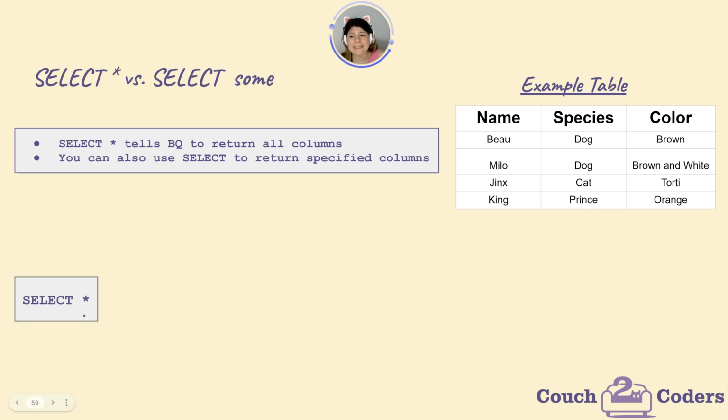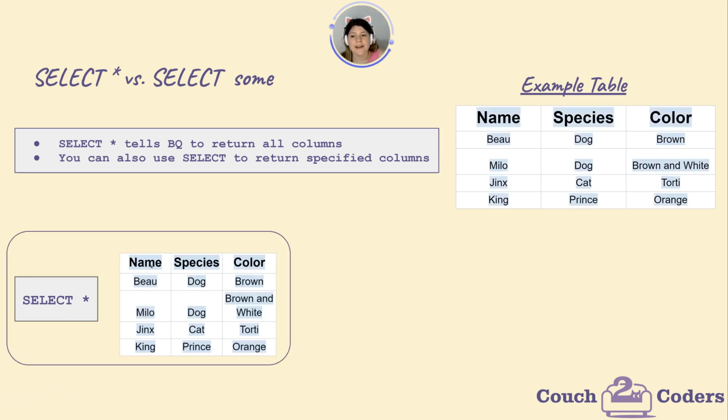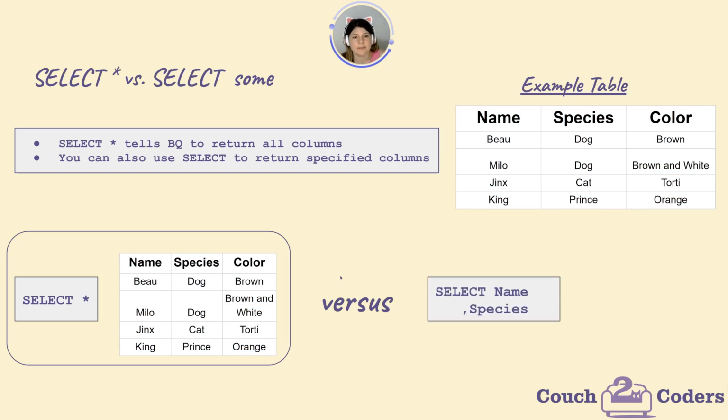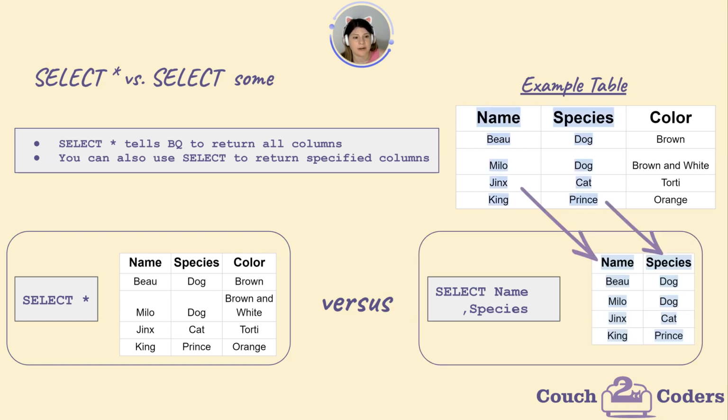If I said select star to BigQuery, this would return every single column. So we see name, species, and color. Now let's say I only wanted to pick 2 columns, name and species. So I don't want to see color when I return this. I only want to have column name, column species. How I would do that is I would say select name, comma, species. And what that would return is only the name, only the species.